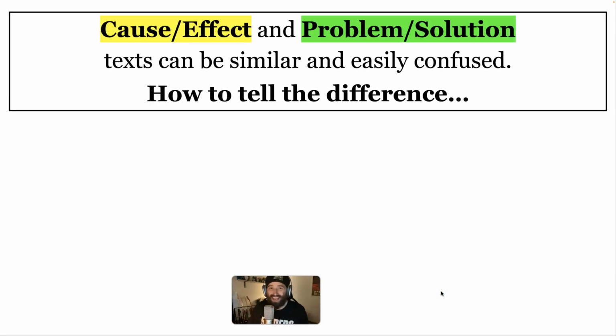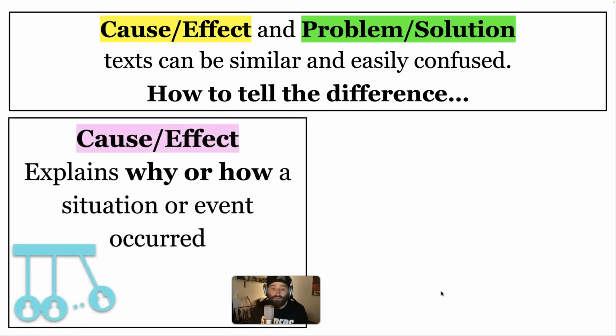Now, caution, because cause and effect and problem solution can be similar and they can be easily confused. So how do we tell the difference? So cause and effect explains why or how a situation or event occurs. For example, if we go back to that single-use plastic item that we just talked about, what led to it being a problem is that they have become more readily available, right? There are more plastics that are readily available for us. Therefore, there is more pollution. The effect here is the pollution, and what has caused it is it's become more readily available, and we have not done the best job of recycling it. That is cause and effect.